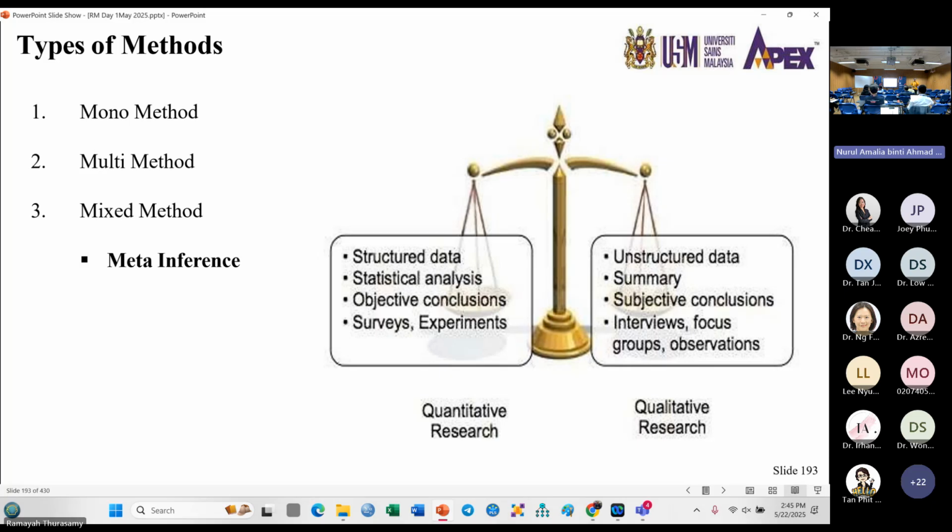Mono method is when you do only one set, quantitative or qualitative. Finish. Multi method is when your research question 1 is quantitative, and research question 2 is qualitative.